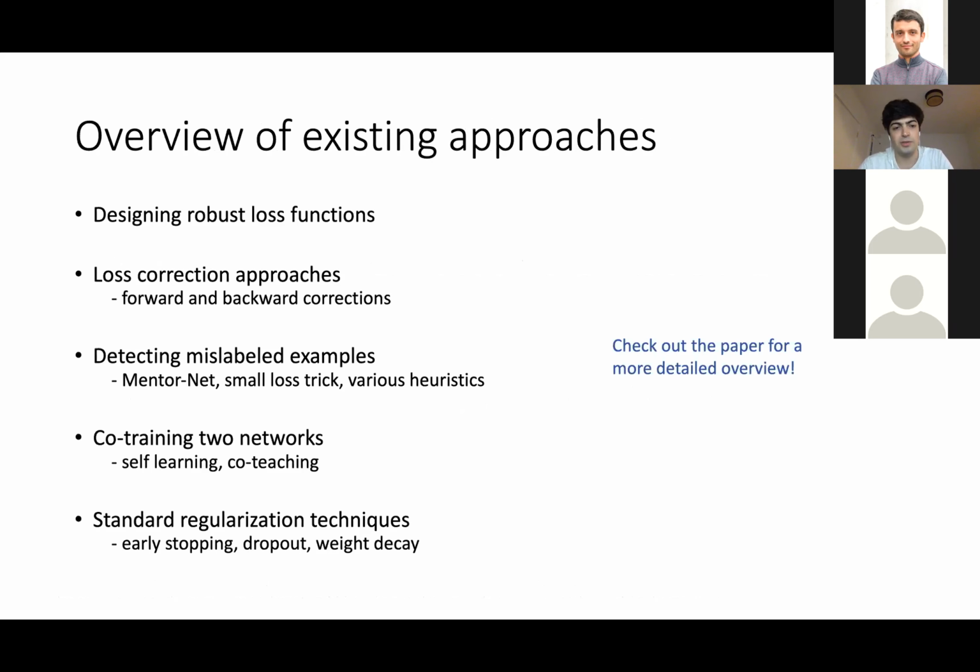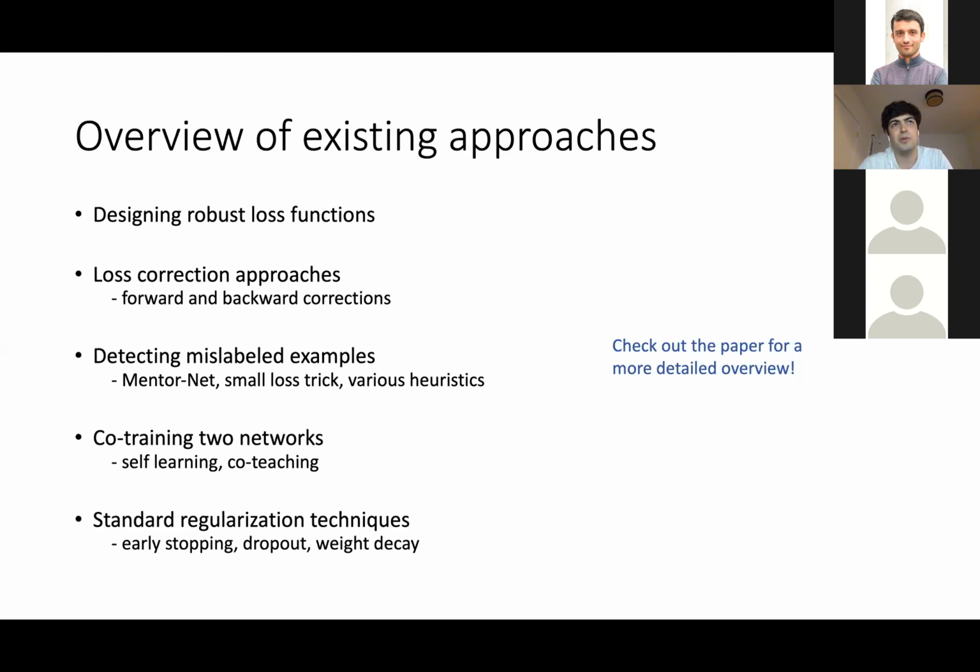There are many approaches, heuristical and more theoretical. This is in no way an exhaustive list of approaches. You can find a more detailed list in the paper, but I highlighted the main directions. There's the direction of designing robust loss functions. This has roots in statistics, and there are a few functions that are robust but might not train the network very well. Mean absolute error is one of them. It's recognized as a robust training loss.